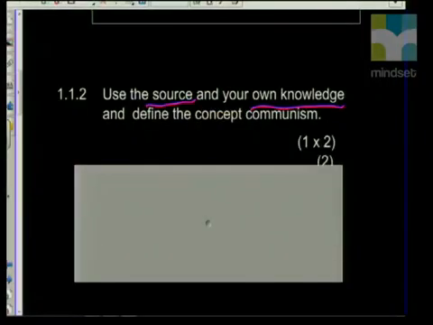Now you need to use your own words, because this written source is not going to have an explanation or a definition of communism. You need to show that you understand what communism was about, both from what you've read in the source and your own knowledge as well. Again, the mark allocation is very important. 1 times 2 equals 2, so you get 2 marks for giving that definition.